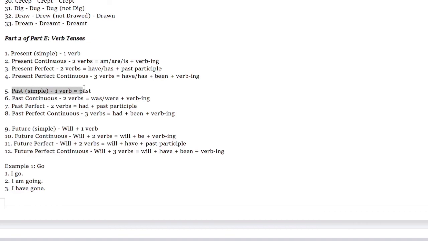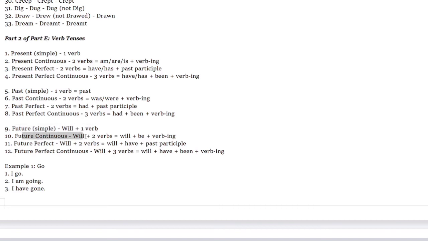Similarly, past simple has one verb, that's simply the past. These are all the pasts. Past continuous has two verbs, was or were, and the present participle, the verb-ing. Past perfect has two verbs, had and the past participle, whereas past perfect continuous has had, been, and verb-ing, the present participle. Similarly future: will plus one verb. Sometimes you can even use shall, but let's not get confused with shall. We'll just keep it to will. Once you reach the seniors batch, you will understand the difference between will and shall. There's a very subtle difference.